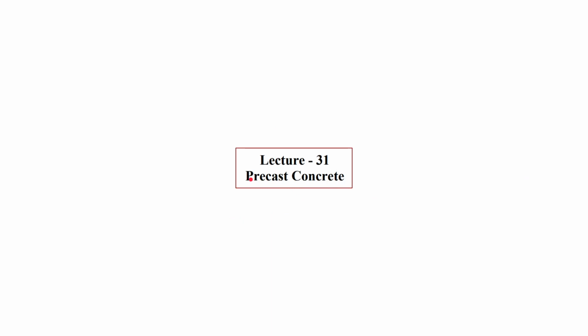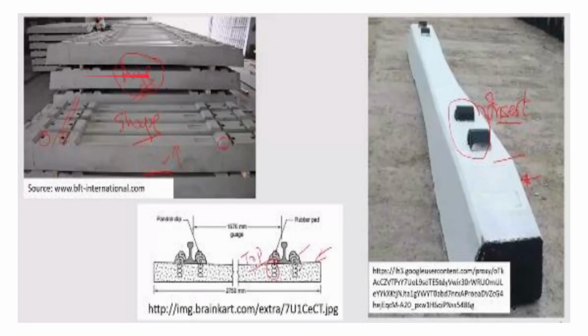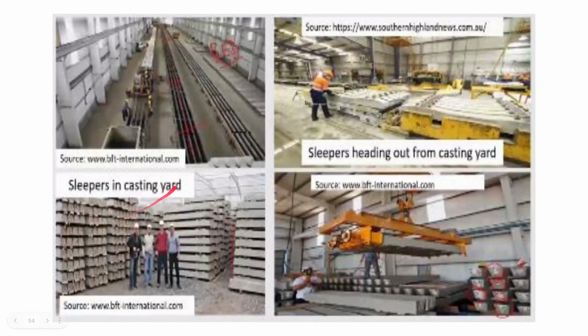that is the precast concrete. As you can see, these are specimens of precast panels and beams. So this is a casting area, and this is the casting yard. These are sleepers in the casting yard, and they are heading out from the casting yard for transportation, and it is done using a crane.